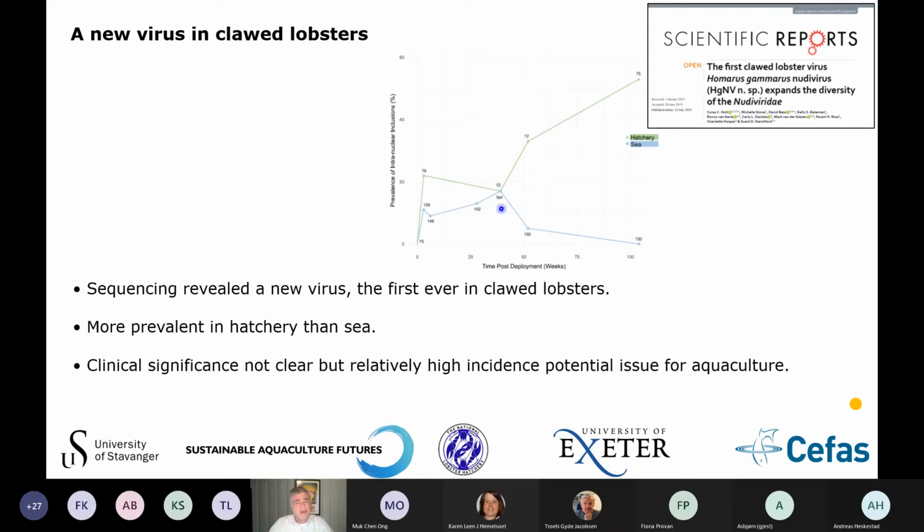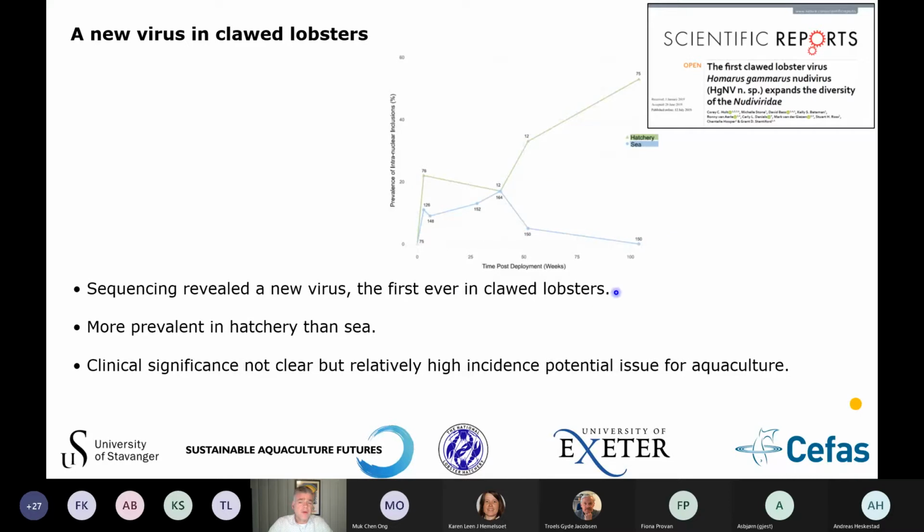So if you then check over time, this is in blue, you have the sea-based cultures, and in green, we have the hatchery control cultures. You see that in the first year, everything seems to be fine, but organisms that are at sea actually seem to be less prone to having the virus than organisms that are kept in the hatchery.